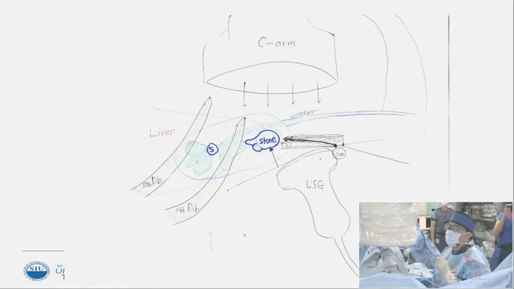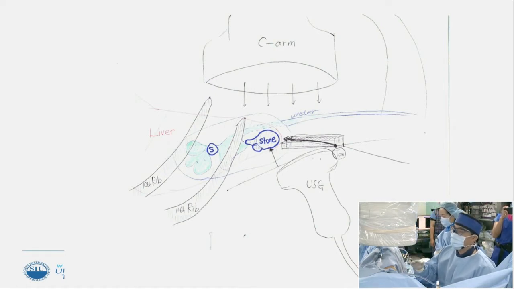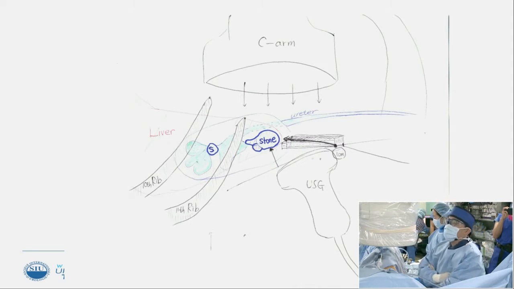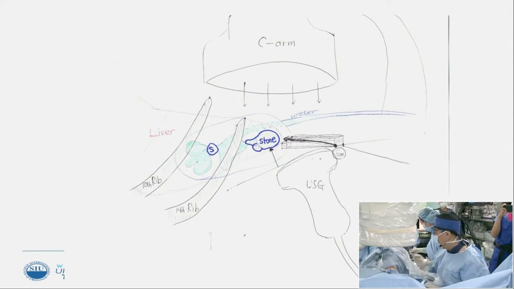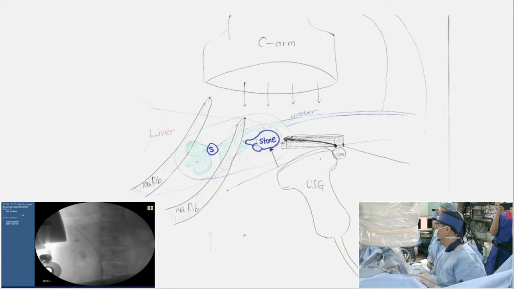So I have to perform the puncture just below the liver, upward and toward the patient's head. So a little bit oblique puncture is necessary, I think. With my ultrasonography, if I puncture directly to the lower pole of the kidney, then I think liver damage may occur.